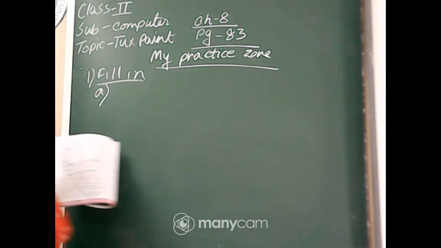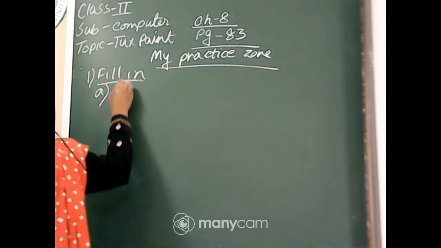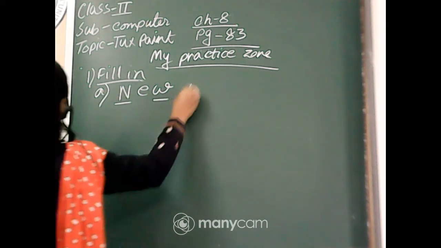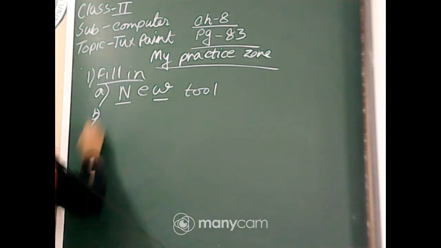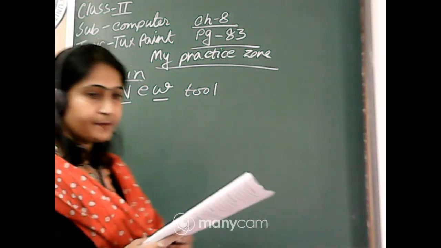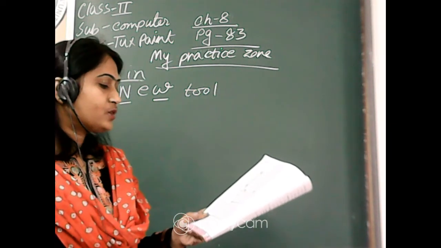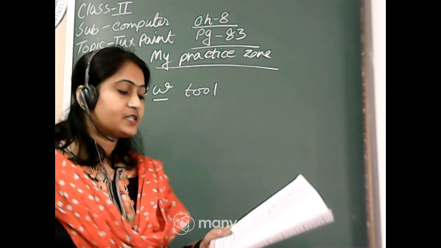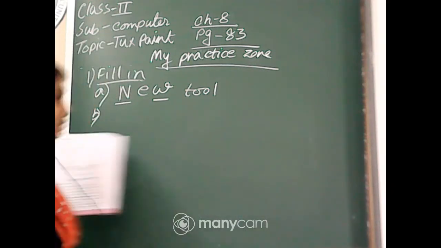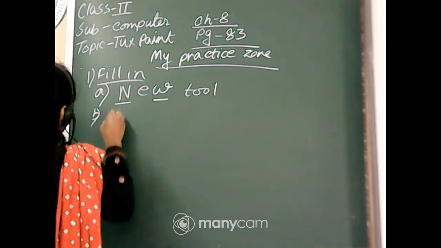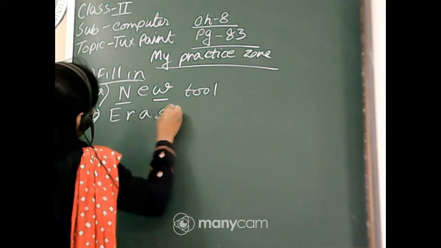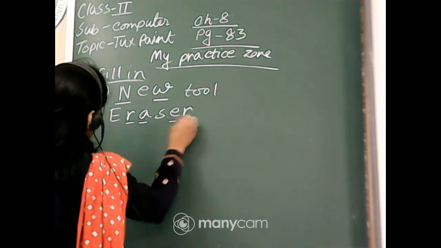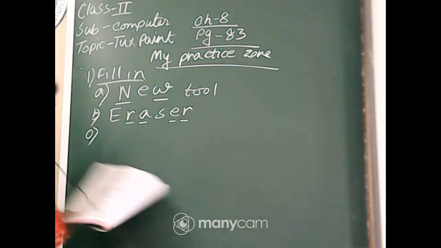You can open a new drawing using the new tool, NEW. You all please write down new tool. Next number B. The dash tool is used to erase any part of the drawing. You all know very well, the eraser tool is used to erase any part of the drawing, same as in Paint. Eraser tool, ERASER.